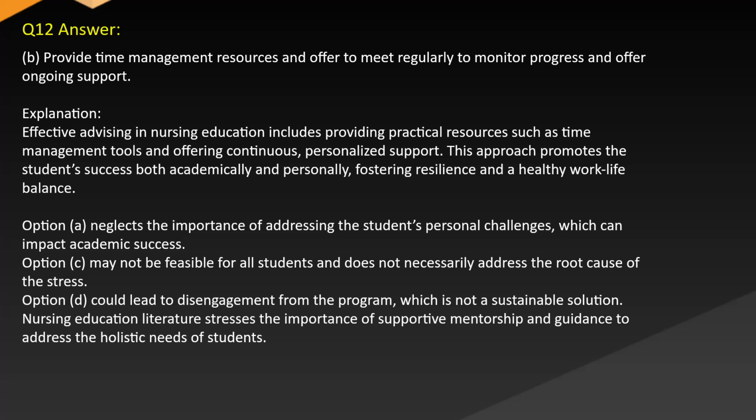Option A neglects the importance of addressing the student's personal challenges, which can impact academic success. Option C may not be feasible for all students and does not necessarily address the root cause of the stress. Option D could lead to disengagement from the program, which is not a sustainable solution. Nursing education literature stresses the importance of supportive mentorship and guidance to address the holistic needs of students.